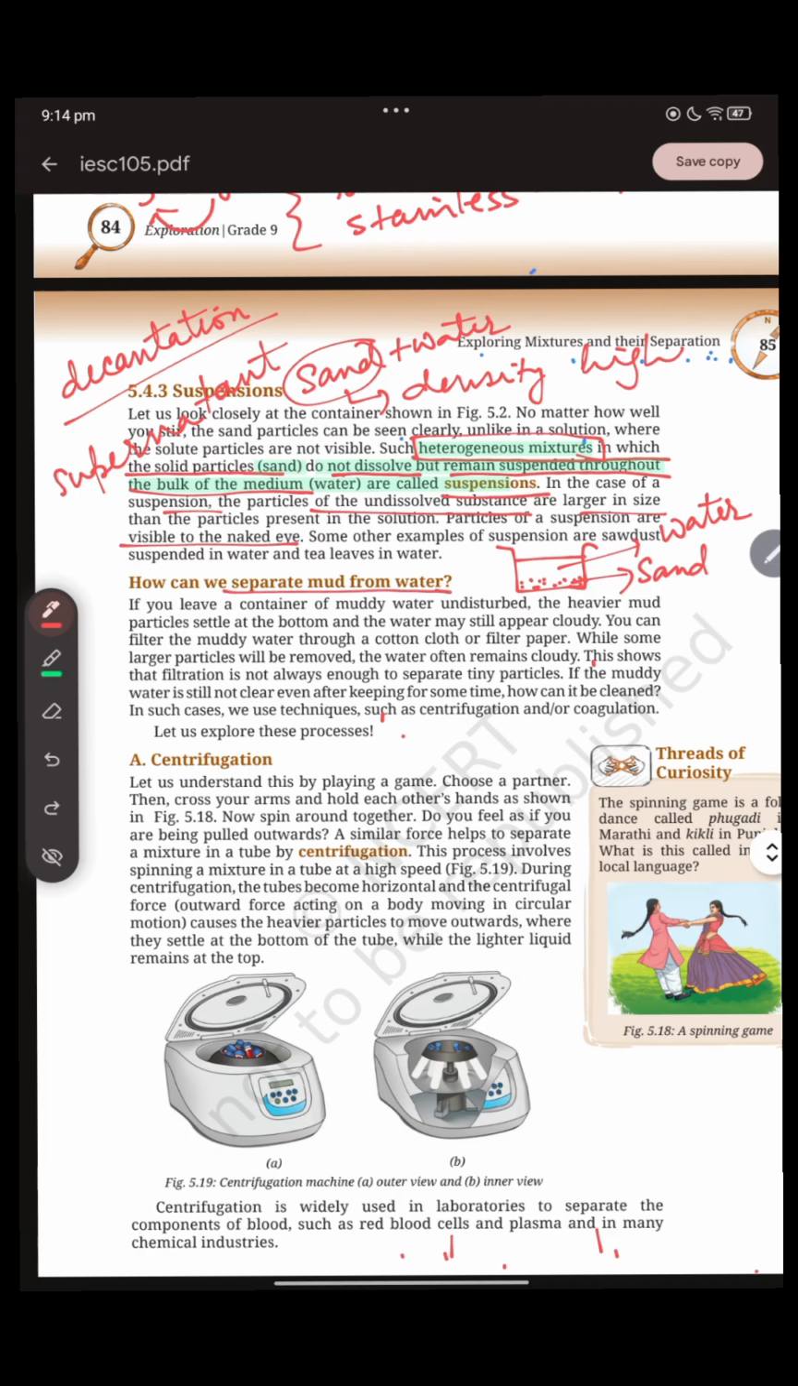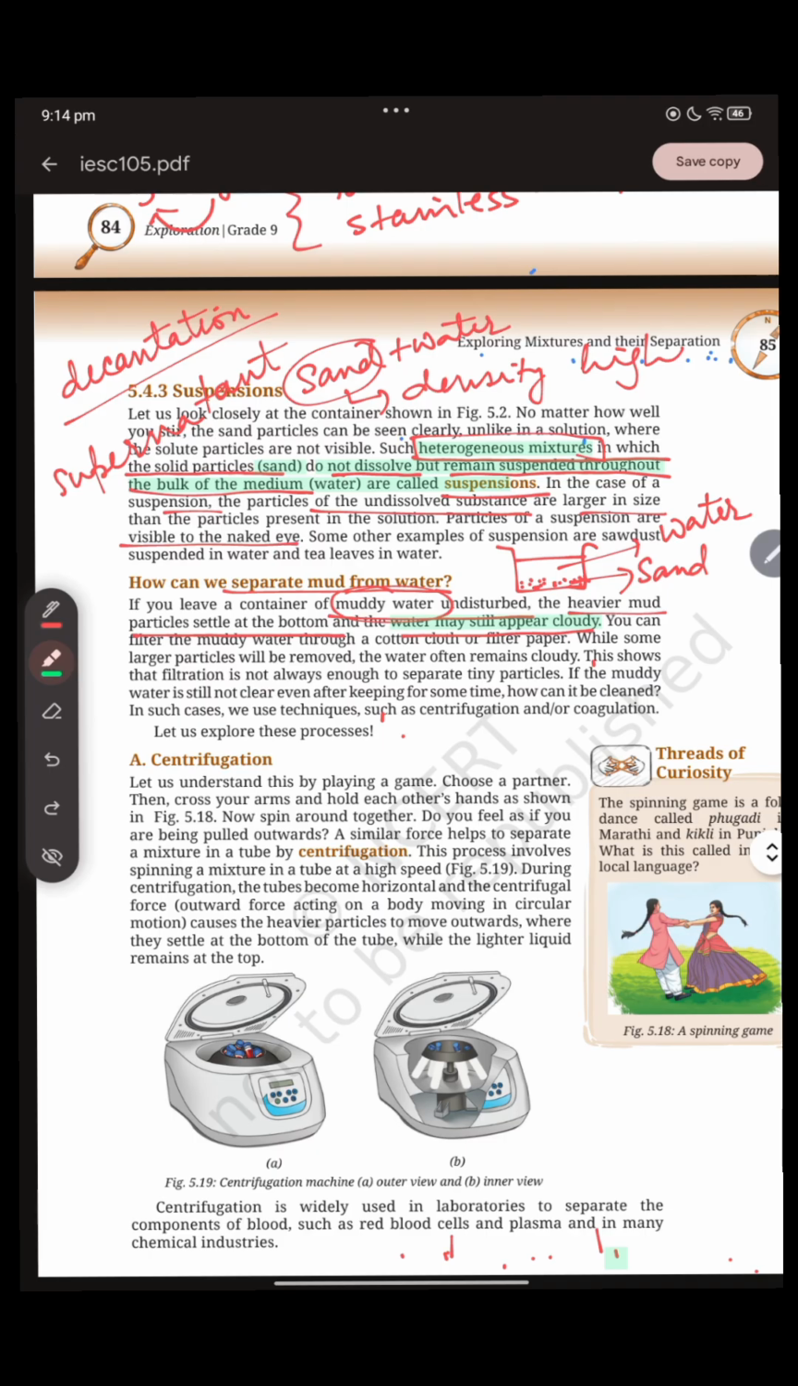At times you see muddy water, sand and water, and mud and water, they are not the same thing. When you keep muddy water undisturbed, then you see the heavier mud particles settle at the bottom and the water may still appear cloudy. Like if you take clean sand and water, it will separate. But if you take mud and water, that will form muddy water where it appears to be heterogeneous. Mud will be settling at the bottom, but the water at the top will not be so clear, but it will appear cloudy. Now, how can you separate this?